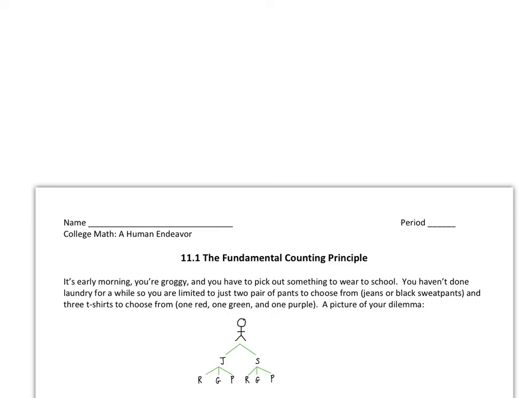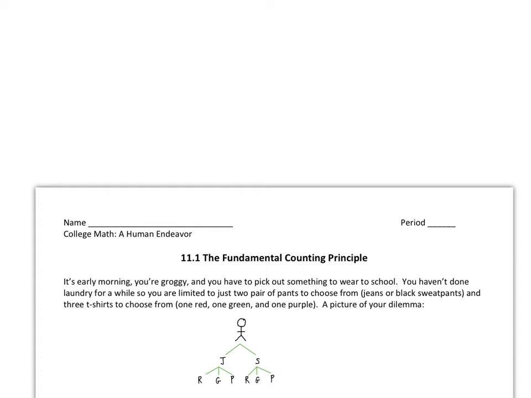Welcome to Chapter 11, 11.1, the Fundamental Counting Principle. So it's early in the morning, you're groggy, and you have to pick out something to wear to school. You haven't done laundry for a while, so you are limited to just 2 pairs of pants to choose from, jeans or black sweatpants, and 3 t-shirts to choose from, 1 red, 1 green, and 1 purple.